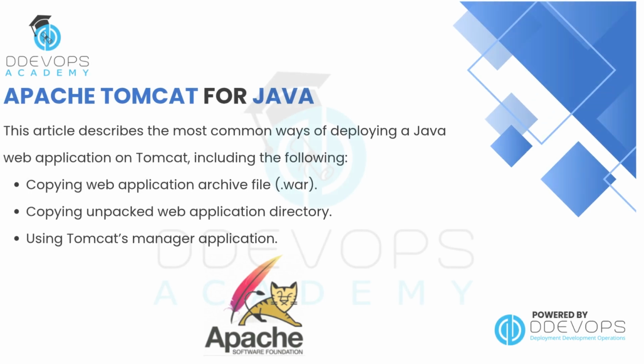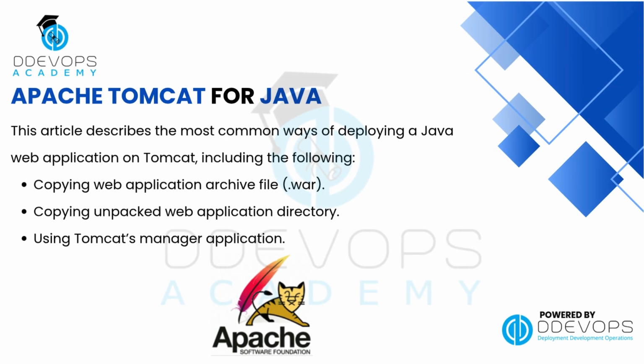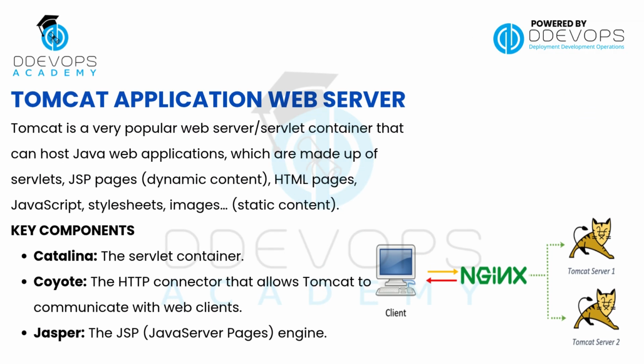Apache Tomcat for Java. This article describes the most common ways of deploying a Java web application on Tomcat, including the following: copying a web application archive file, .war; copying an unpacked web application directory; using Tomcat's manager application.